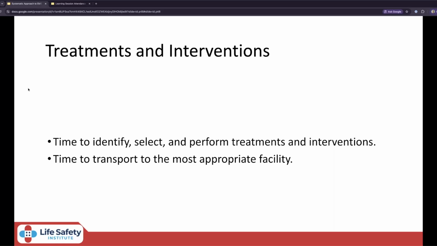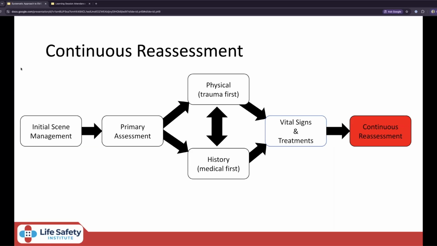And now we also have to transport to the most appropriate facility, right? So we follow this whole systematic approach to get us to where we need to be. And now we can start doing our interventions, right? So now that we've done all of this, we've started to treat the patient, we're transporting to the hospital. Now what? Well, now it's time to do some of it again, right?